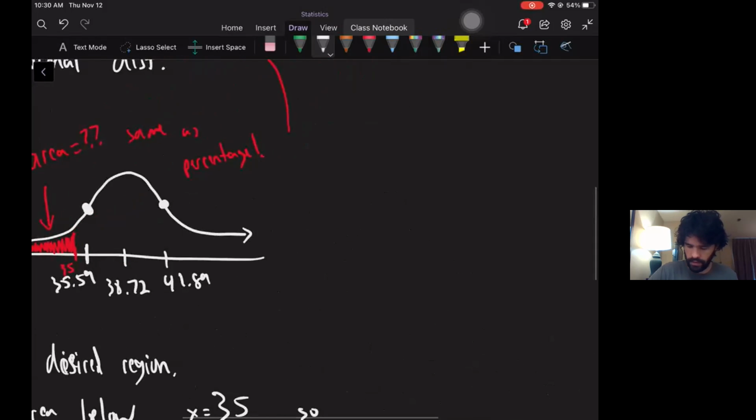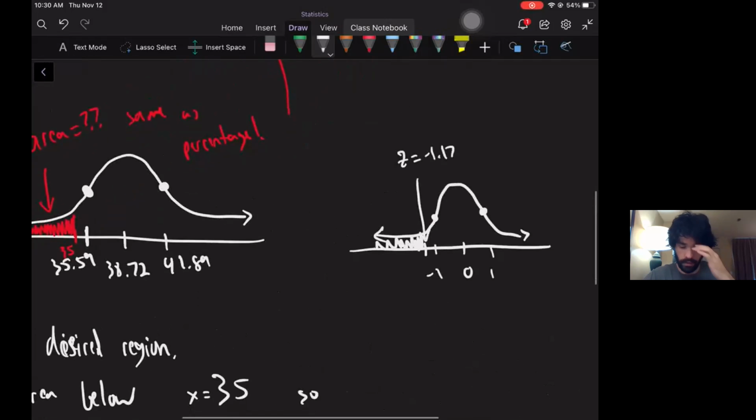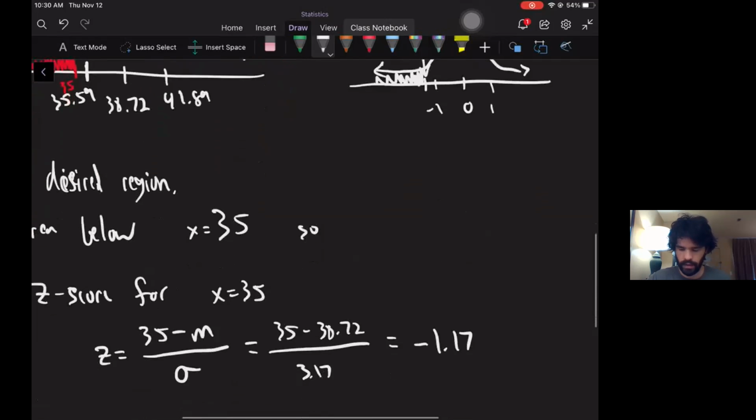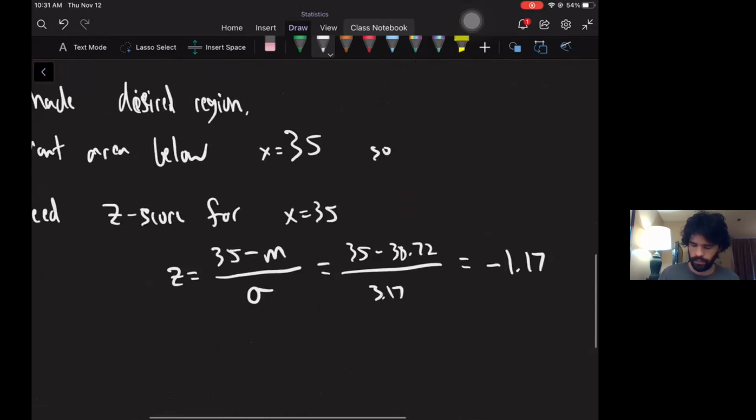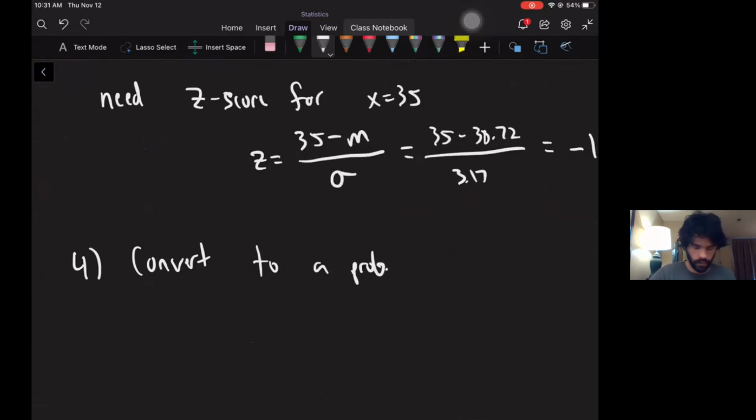So remember what's going on is there's this other distribution, the z-scores, that corresponds to the one we drew. And then what we're saying is that this z-score is negative 1.17, corresponding to the data point 35. So now we're going to find the area of that shaded region. So now I convert to probability using an online tool.